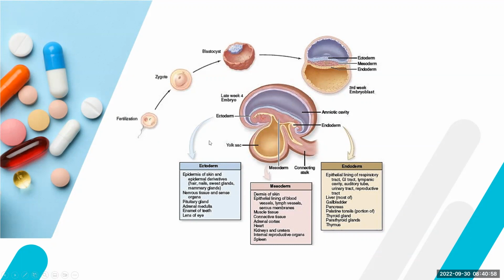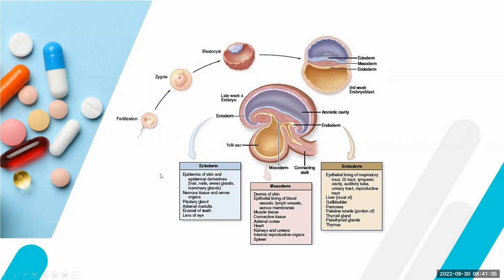From the ectoderm, we have the epidermis, the skin, and all the epidermal derivatives, including the hair, nails, sweat glands, mammary glands, etc. Then we have the nervous tissue and sense organs from the ectoderm, in addition to elements of the endocrine system related to the nervous system, the pituitary gland, the adrenal medulla, and enamel of teeth and the lens of the eye.